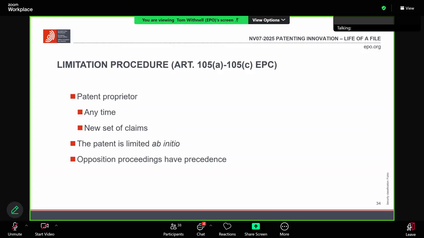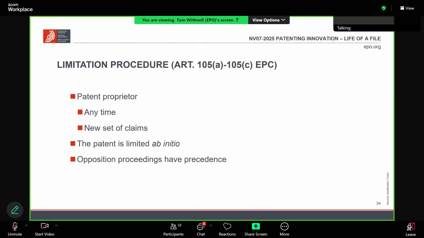Okay, limitation procedure. We've seen oppositions triggered by other parties; limitation and revocation are triggered by the patent proprietor themselves. So limitation means the patent proprietor decides, for whichever reason, usually licensing or commercial reasons, to shrink, to get a narrower protection from their patent. They can file it at any time for the entire life of the patent, and it's the EPO that deals with it. And the patent is limited ab initio. It means that the limited scope of the patent will be applied from the very inception of the patent protection period, i.e. from the patent publication.